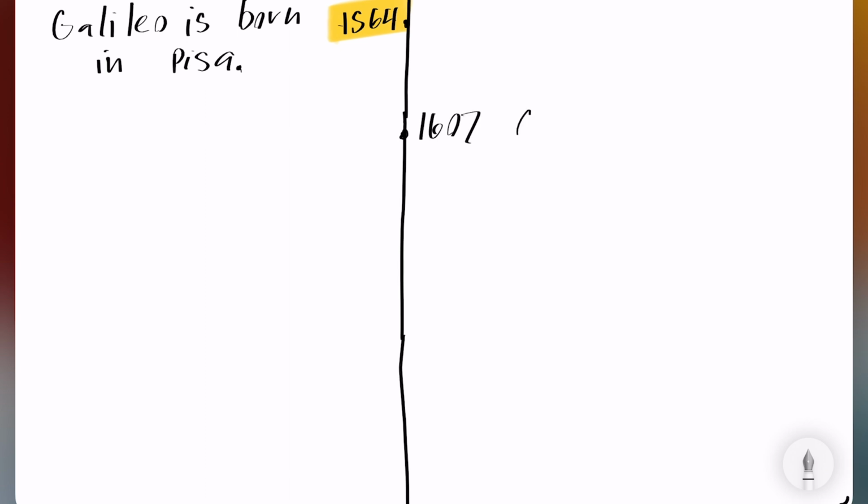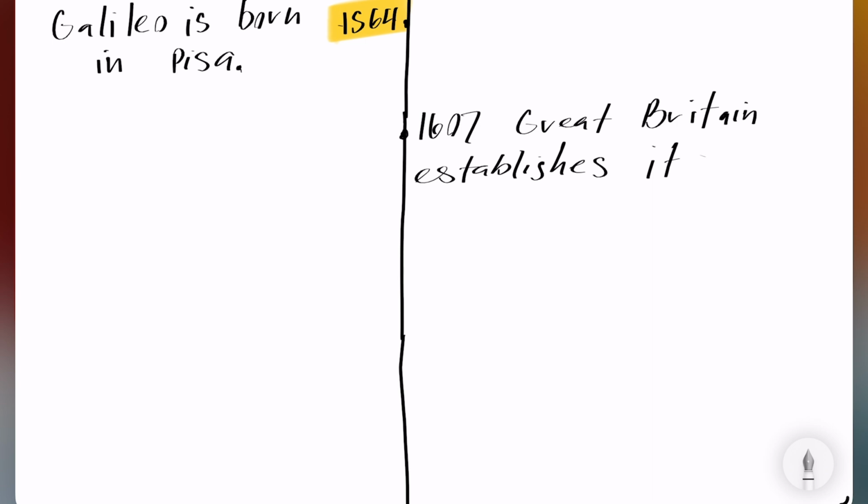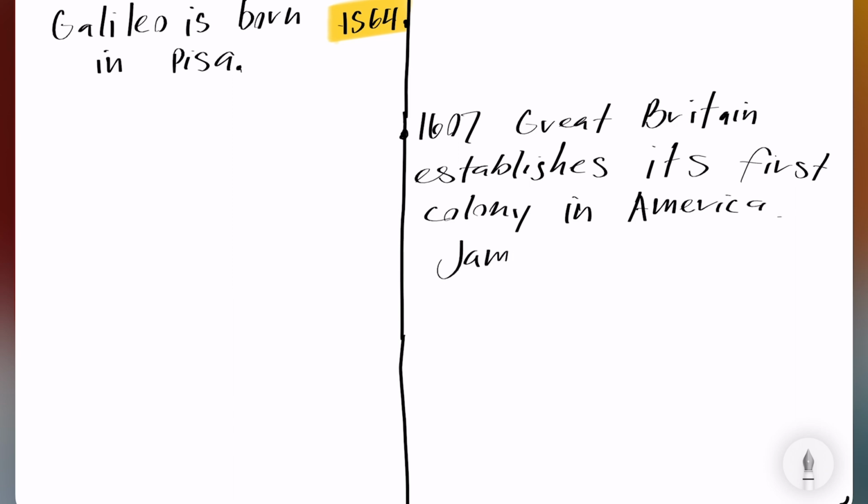And we'll write Great Britain establishes its first colony in America, in the New World. And this is in Jamestown, Virginia. Jamestown, Virginia. Good. All right.